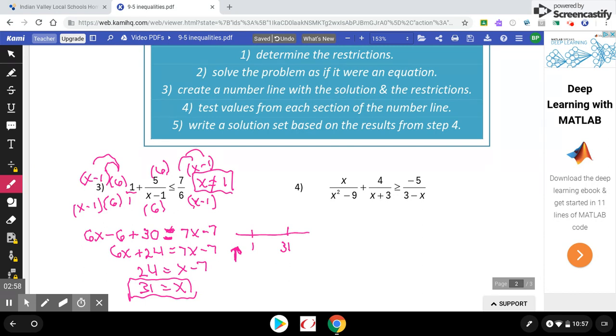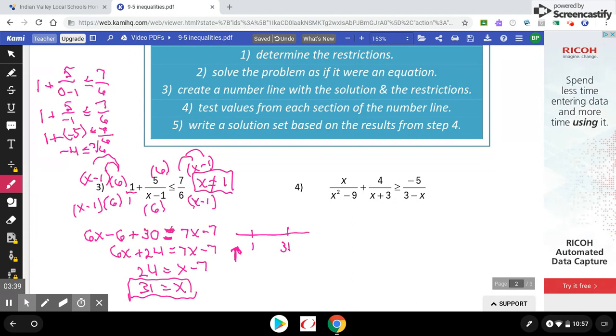So up here in the left corner, going to do it again like I did in the last video. So I'm testing. Original problem had a 1, it had 5 over x minus 1. I'm plugging a 0 in. And that was the only place to plug a number in. So I got 1 plus 5 over negative 1 less than or equal to 7 over 6. So that's 1 plus negative 5. So still trying to determine if this is true or false. That's negative 4. True or false, is a negative less than or equal to a positive? And that's true.